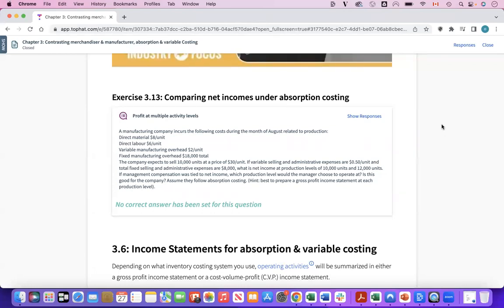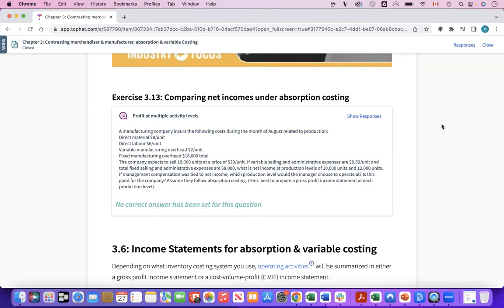So a manufacturing company incurs the following costs during the month of August related to production. So they had direct material per unit of $8, direct labor of $6 per unit, variable manufacturing overhead of $2 per unit, and total fixed manufacturing overhead of $18,000. Again, all of this was during the month of August. The company expects to sell 10,000 units at a price of $30 per unit.